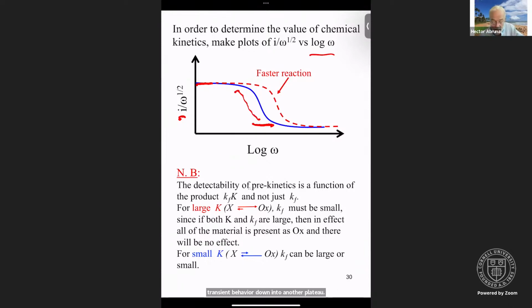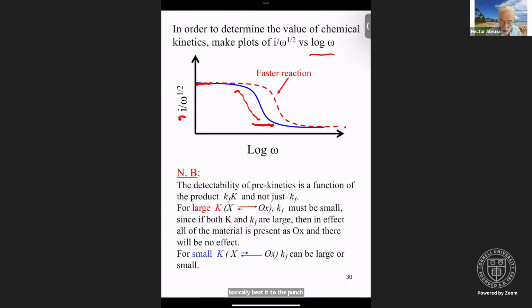From the dependency of the normalized current on omega, we can at least guesstimate what the value of Kf is, basically by fitting the data to these profiles. If we had a faster reaction, then it means that we need to go to faster omega to basically beat it to the punch.